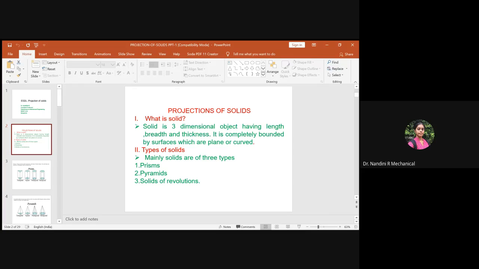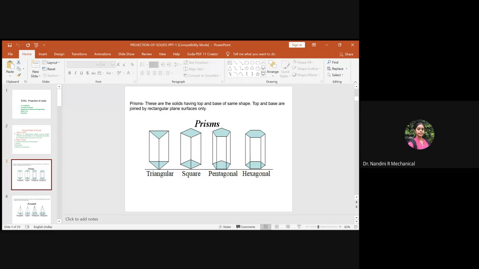Later you should come to know about the types of solids, the classifications, which type of solids we will be dealing with. There are three categories. Mainly these are classified into prisms, pyramids and solids of revolution. So we have three main classifications. Related to all these classifications, we are supposed to solve the problems in projection of solids. So kindly understand properly. Related to that, we will speak about the prism.